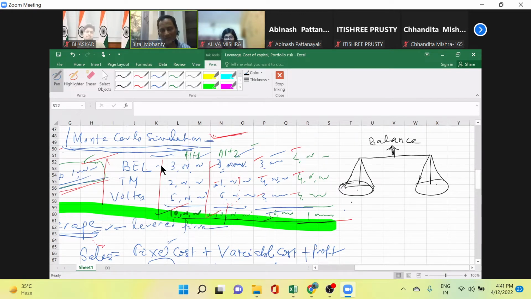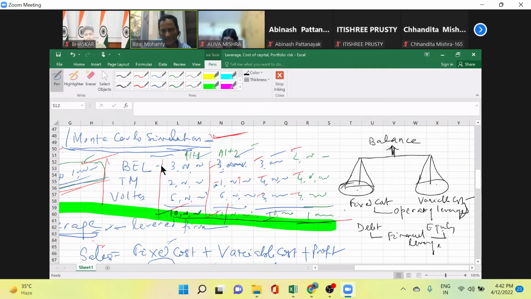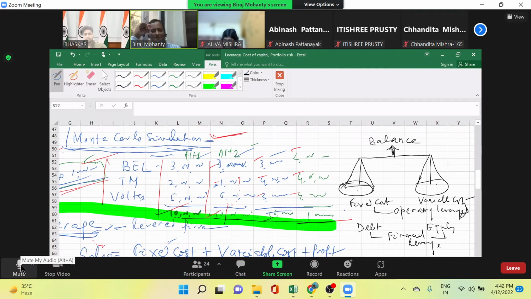One side in operating leverage is fixed cost versus variable cost. This trade-off is called operating leverage. Another one is debt versus equity. This trade-off is called financial leverage. Could you get it? That means how much you have of each.